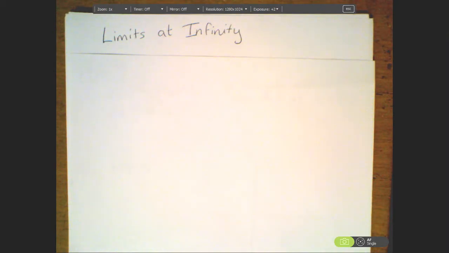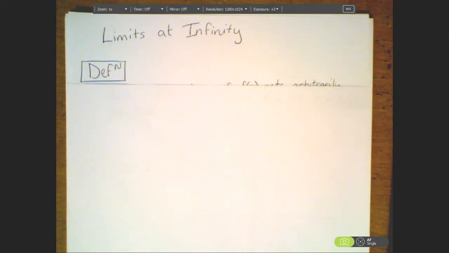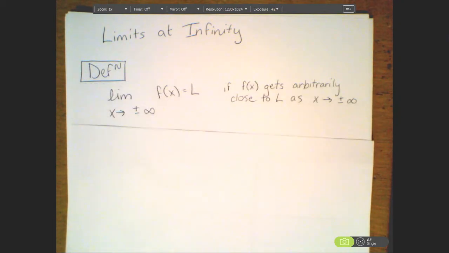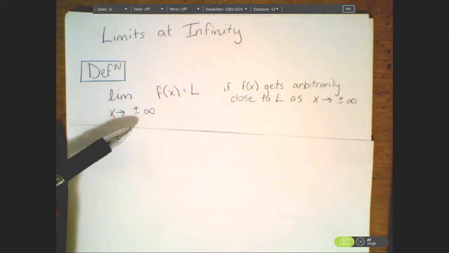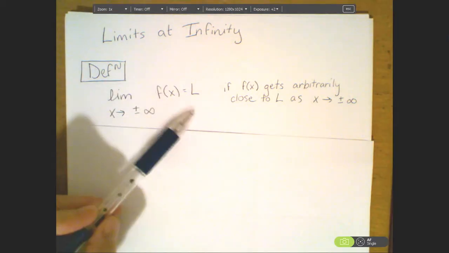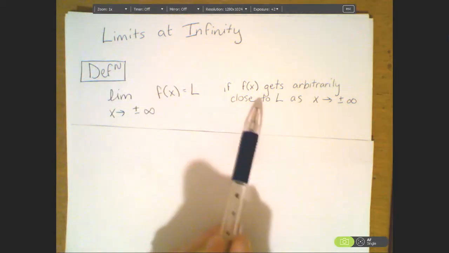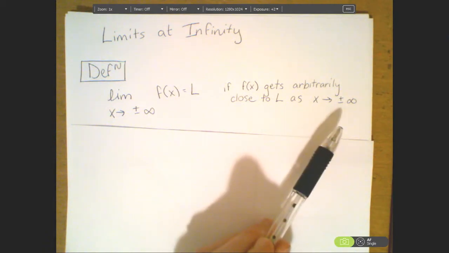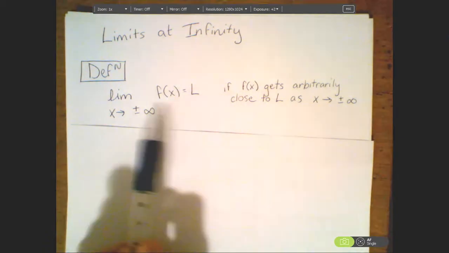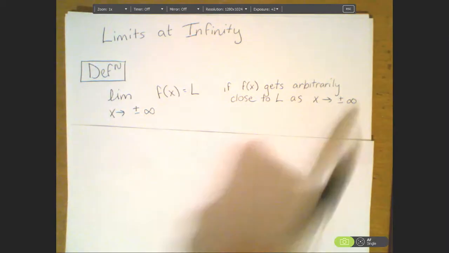Next, we're going to talk about limits at infinity. So I'm just going to jump in with the definition. We say that the limit as x approaches positive infinity or negative infinity of f of x is equal to L if f of x gets arbitrarily close to L as x approaches positive infinity or negative infinity, depending upon which one we were approaching.